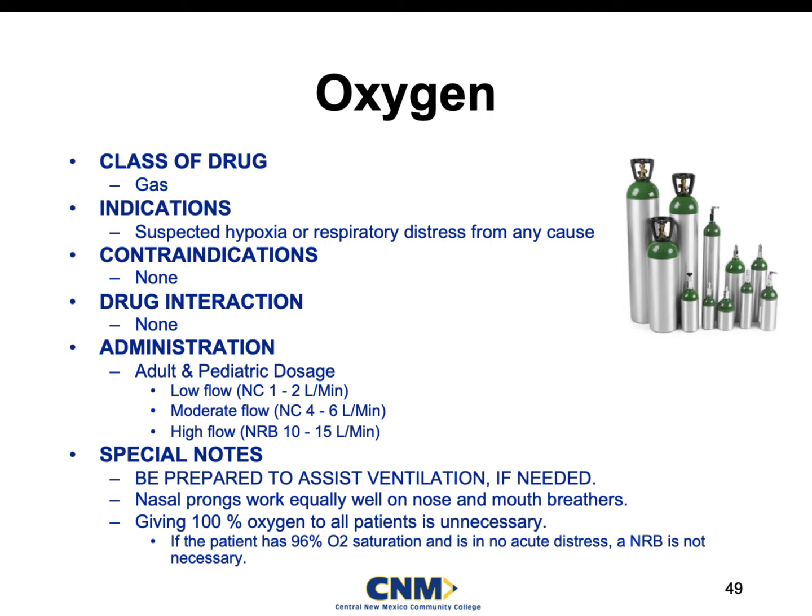Low flow nasal cannula, 1 to 2 liters per minute. Moderate flow nasal cannula, anywhere between 4 to 6 liters per minute. And high flow, we're going to use what's called the non-rebreather at 10 to 15 liters per minute. We do have other devices that we use, and we'll talk about that more during our lab. You guys will get that in the first couple weeks of lab, so that you can see the actual oxygen delivery devices and start learning the liter flows for each.